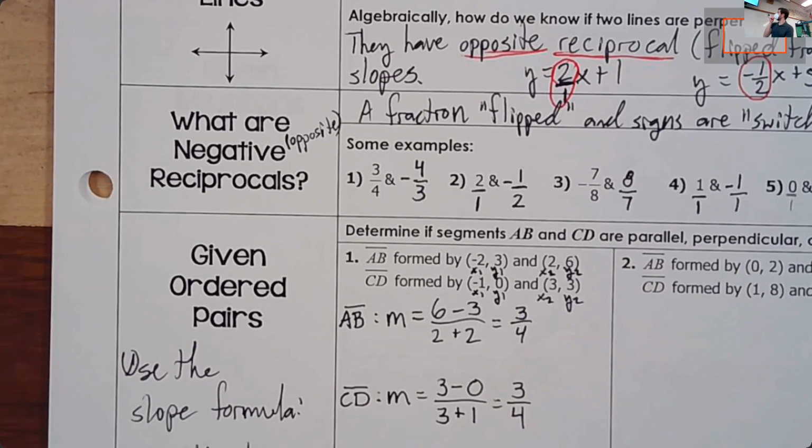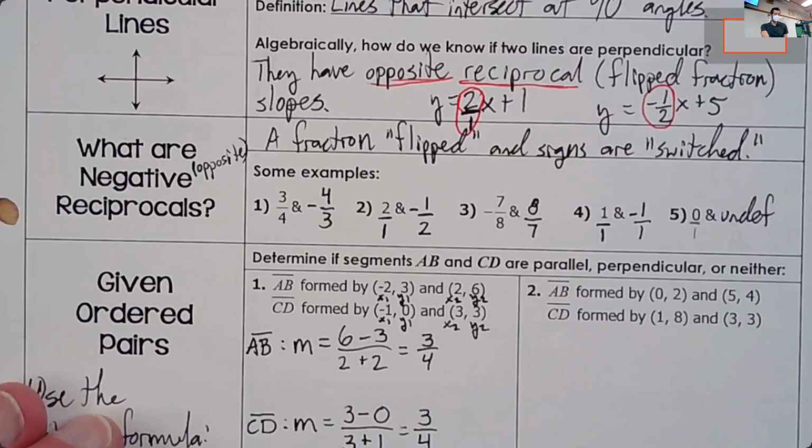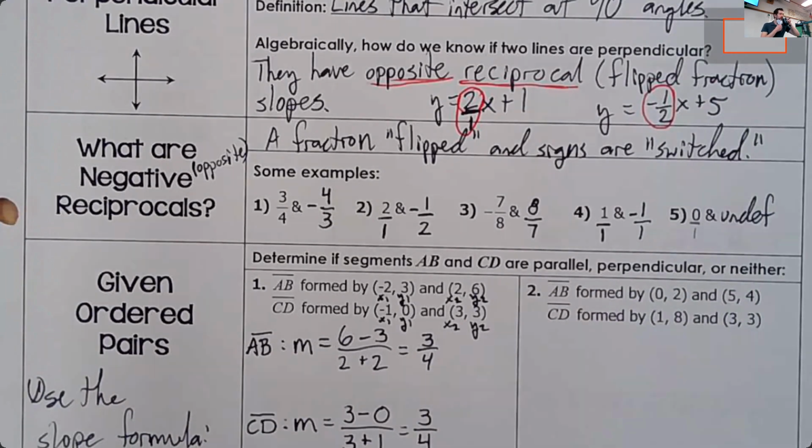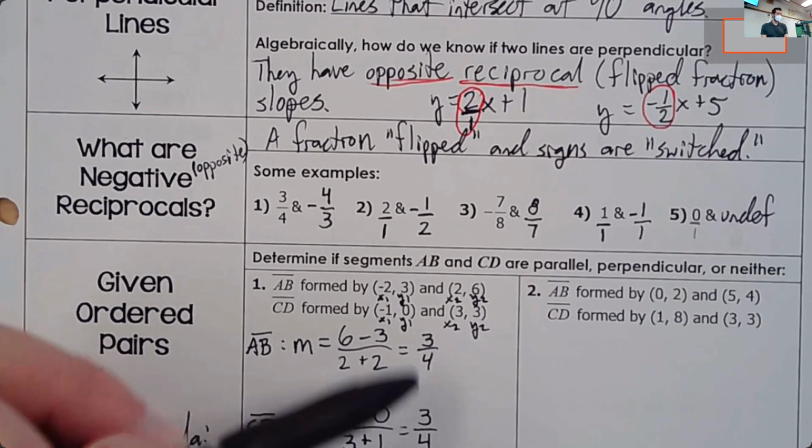How can we identify these two lines? Can we identify them as parallel, perpendicular, or neither one of those? What are we going to say? You're going with parallel. Why is that? Do they have the same slope? Yeah, so the slopes are the same number, so the slopes are the same.